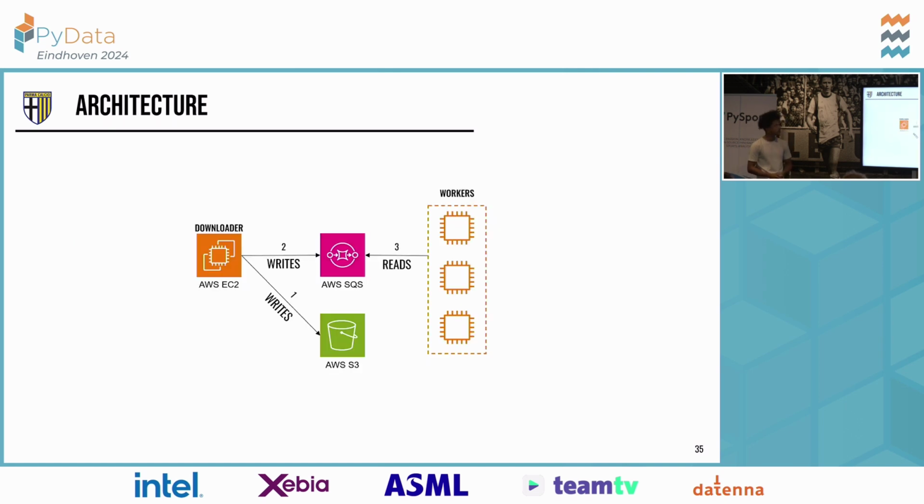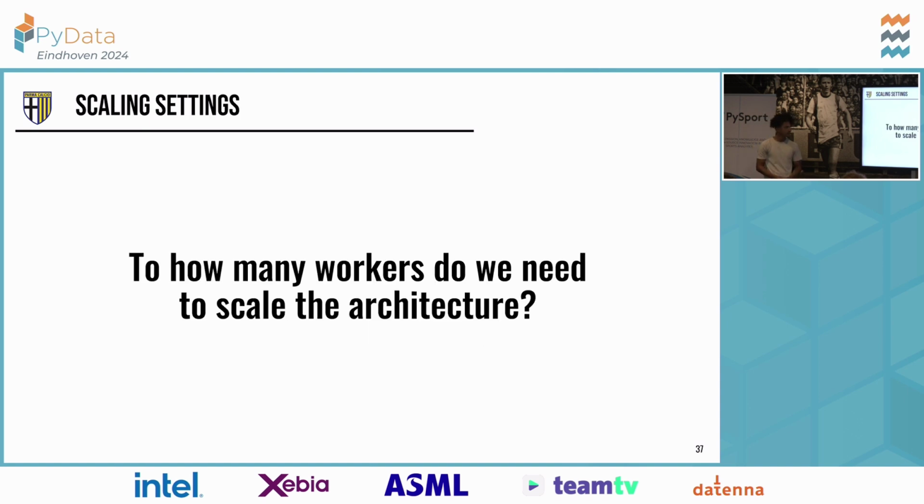So we can update our architecture with the queue here, AWS SQS. And depending on the number of messages in the queue, we scale the number of workers, meaning that if we have a lot of messages to process, we want to have many workers on. And if we have no message in the queue, we don't want any virtual machine running. So this leads to the question: how many workers do we need to scale the architecture?